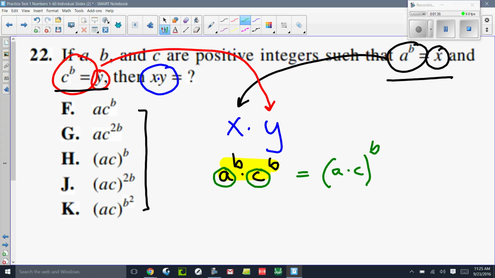In a sense, as long as we're only multiplying in here, we can think of this exponent as affecting that and that. However, this is not true if this would be addition, so be very careful about that. If that was adding in there, this is where we would get to factoring and foiling to expand. But in this case, with multiplying, we could attach b to a and b to c. So our answer here in this particular example would be a times c to the power of b, which is h.